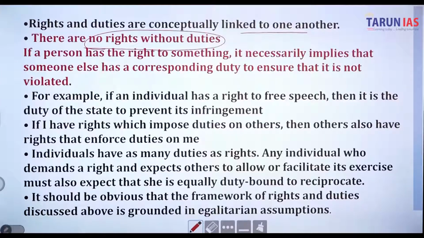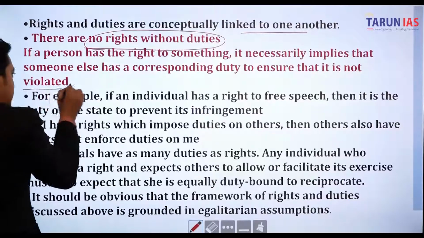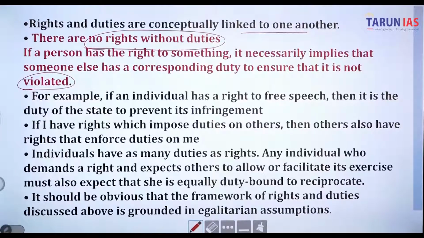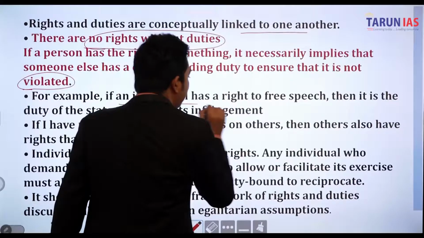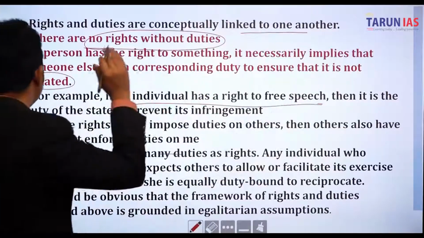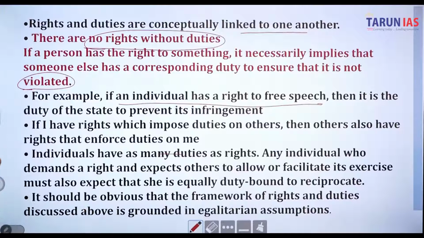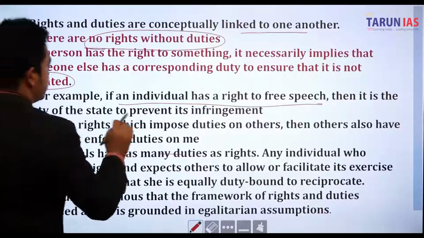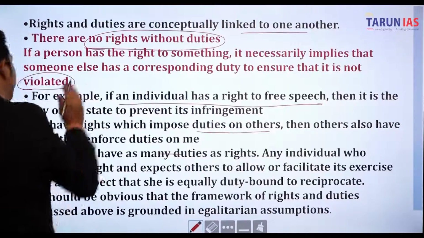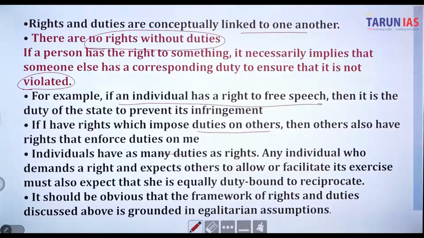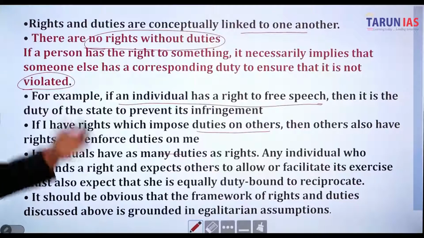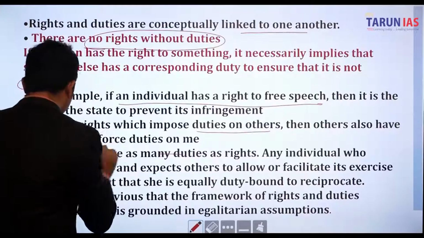If a person has a right to something, it necessarily implies that someone else has a corresponding duty to ensure that it is not violated. Make sure that if a right is given, it should not be violated. For example, if an individual has a right to free speech, which is enumerated in Article 19, then it is the duty of the state to prevent its infringement. If I have a right which imposes duty on others, then others also have rights that enforce duty on me. Similarly, if our Indian Constitution gives rights which impose duty on others, then others also have rights that enforce duty on me.